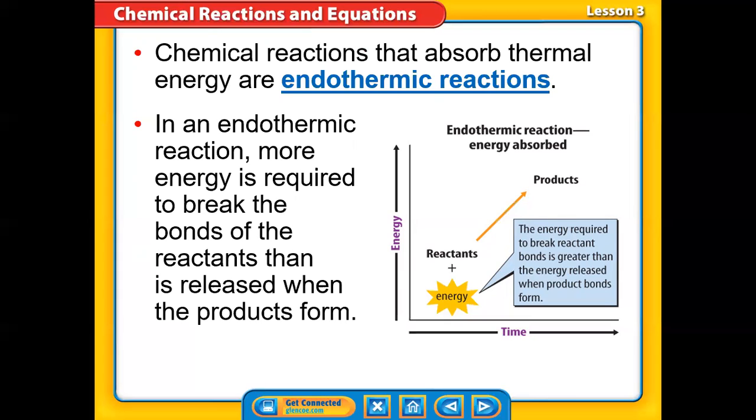So simply, we can say that the endothermic reaction is the reaction in which the energy in the reactants is less than in the products. So the reactants will not be able to produce the products on their own. They must absorb or gain more energy from the surroundings.